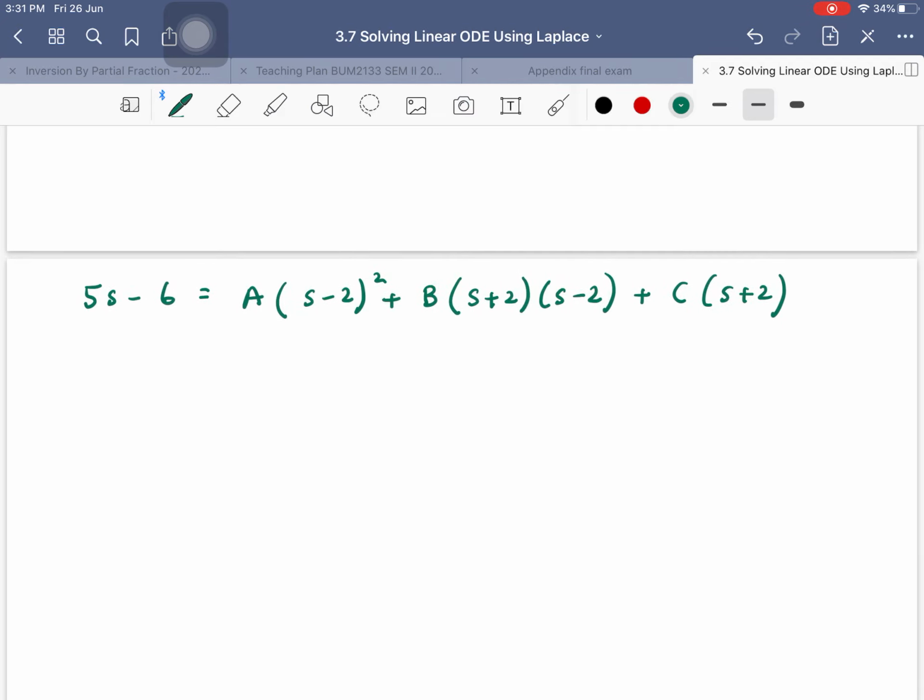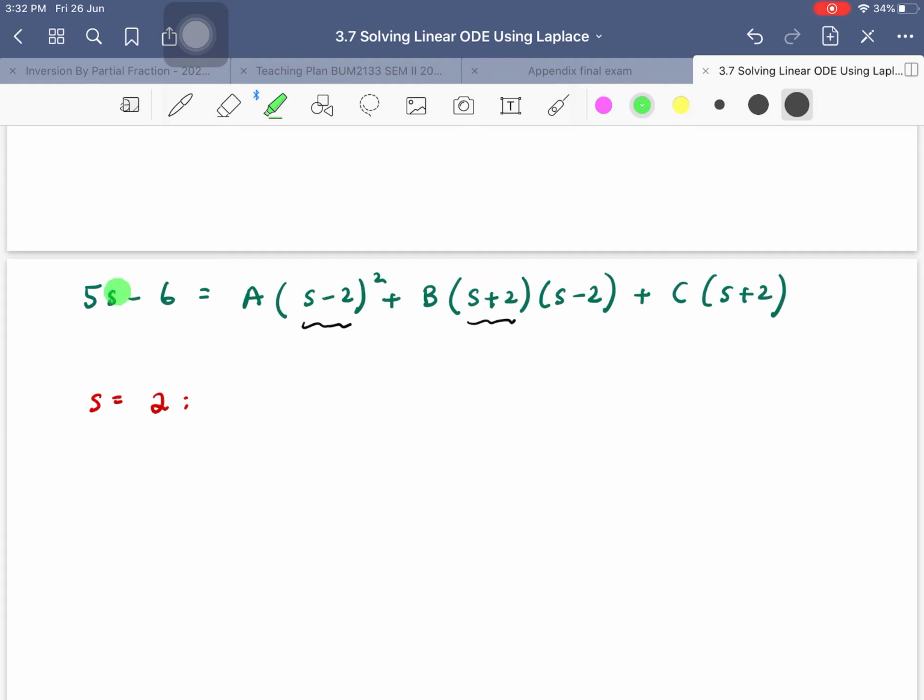Of course, my favorite is always substitution. Here I have two linear factors, which are s minus 2 and s plus 2. The rest is just a repetition of that. So I know that I can come out with two values. So the first value is going to be s equal to 2.